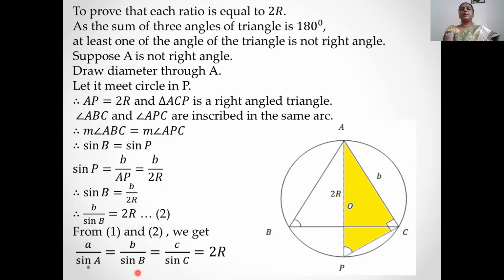Now compare equation 1 and 2. This b divided by sine B is equal to 2R, but b divided by sine B is equal to a divided by sine A and c divided by sine C. Therefore, you get a divided by sine A is equal to b divided by sine B is equal to c divided by sine C is equal to 2R.